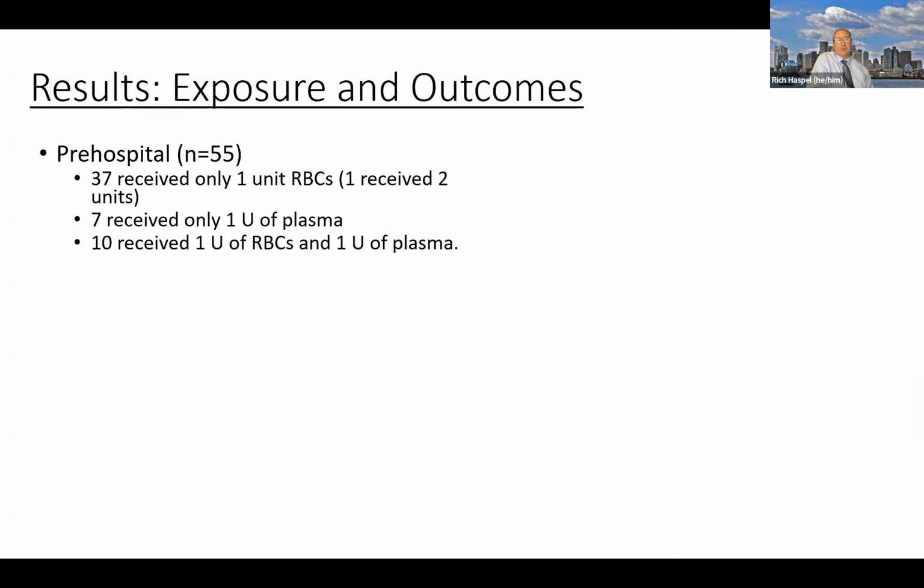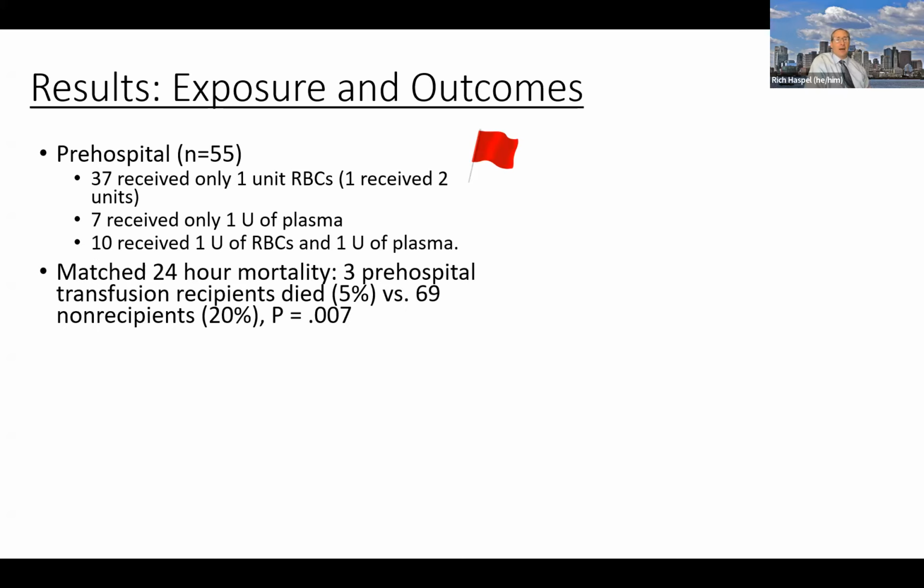So here's the results. Pre-hospital, 37 received only 1 unit of red cells. Some got some plasma, some received both. Okay, so they weren't getting a tremendous amount of blood pre-hospital. So, well, I just gave that one away. It's like how can 1 unit of red cells save someone's life, right? If you're exsanguinating.